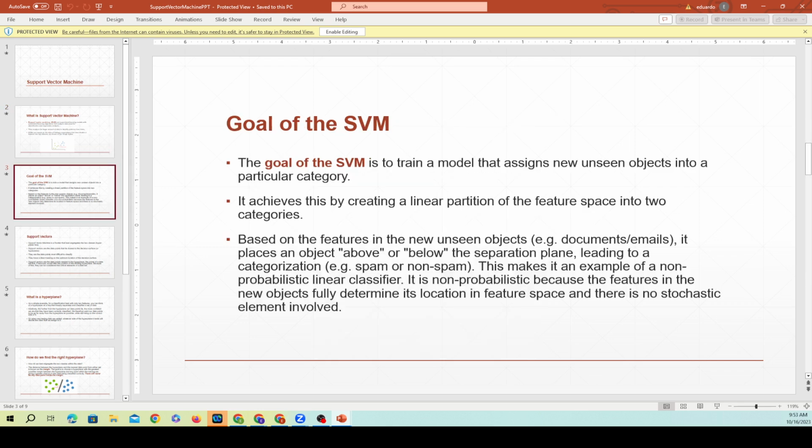So the goal of the support vector machine is to train a model that assigns new unseen objects into a particular category. It achieves this by creating a linear partition of the feature space into two categories based on the features in the new unseen objects. For documents or emails, it places an object above or below the separation plane, leading to a categorization of spam or non-spam. This makes it an example of a non-probabilistic linear classifier. It is a non-probabilistic measure. The features in the new object fully determine the location in the feature space, and there's no stochastic element involved.